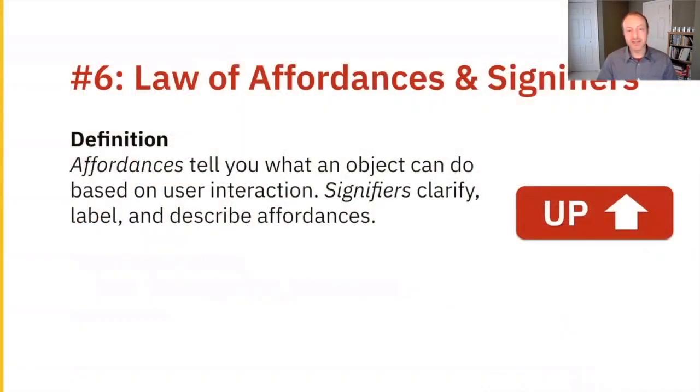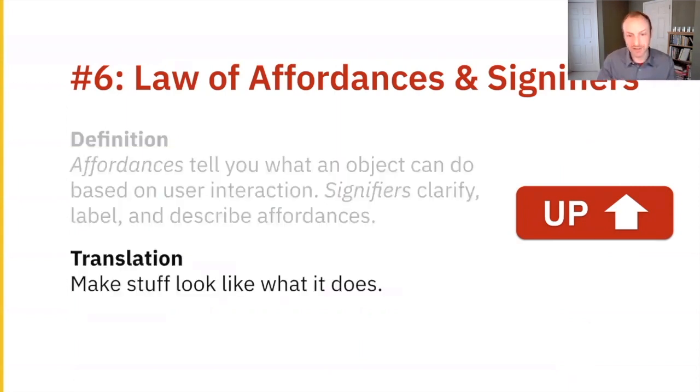Next, Law 6, the law of affordances and signifiers. This is directly from Don Norman's work. So he coined the term affordances and the term signifiers. Affordances are, and here's the way I think of it, make stuff look like what it does, right? So this button on the right is an example. The button itself, the red rounded corners of a rectangle, it's got a slight gradient, there's a slight drop shadow. Those things, the button itself is the affordance. And then the label and the up arrow icon are signifiers that describe the button.